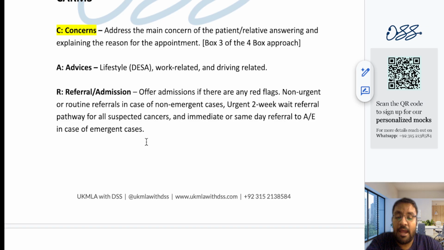Lifestyle advices can be there. It can also be addressed as a concern as well. But if it's not addressed as a concern, if you forgot to address and talk about the lifestyle modification in the concern section, you may discuss it in the advice section.